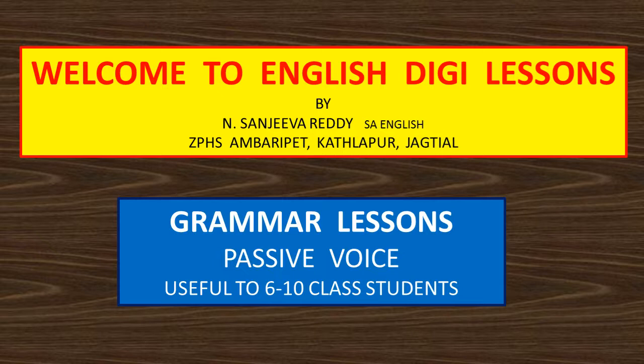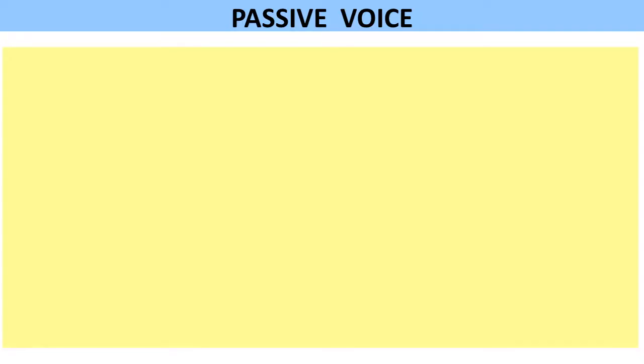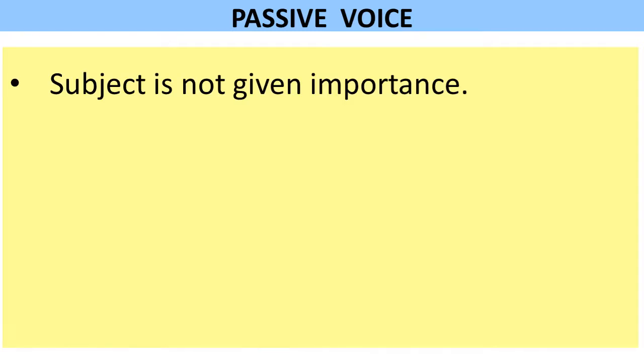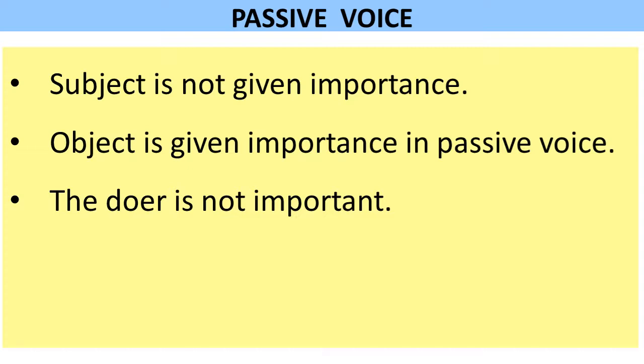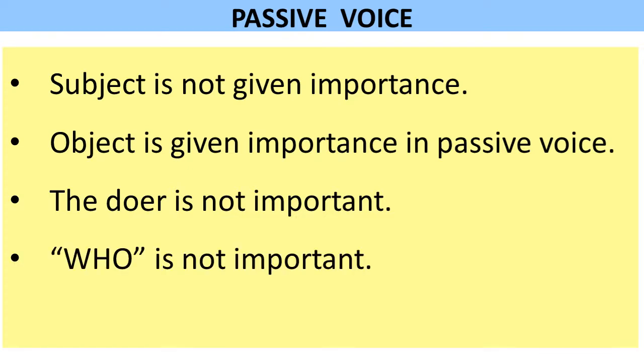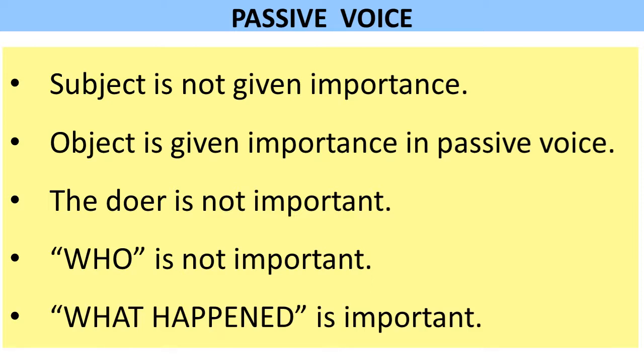As part of our digital lessons, today we are going to learn how to write passive voice sentences. This is useful for students of 6th class to 10th class. Passive voice. In passive voice, the subject is not given importance, but the object is given importance. The doer is not important. Who did it is not important, but what happened is important.